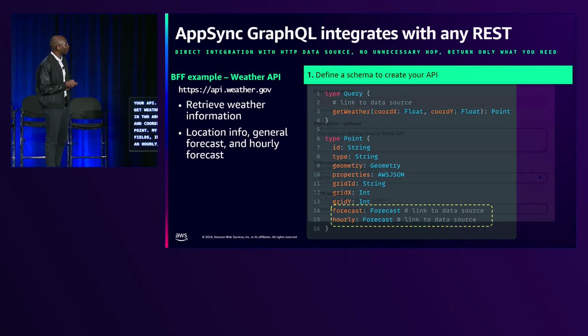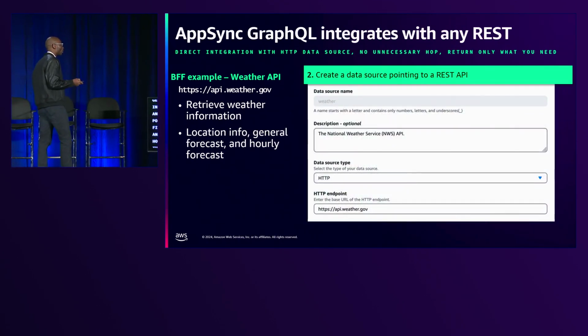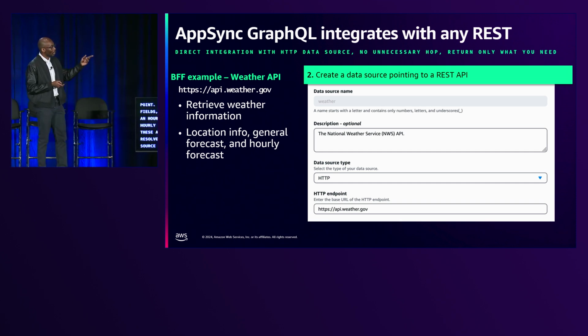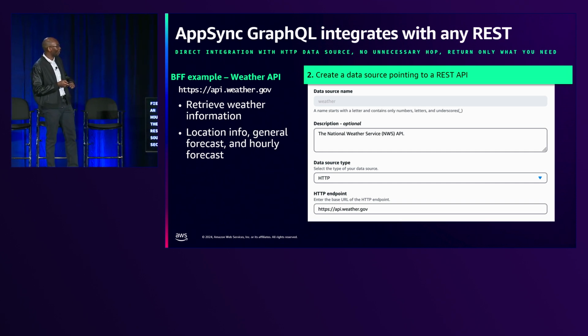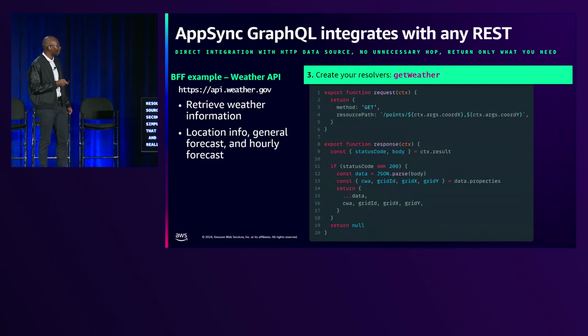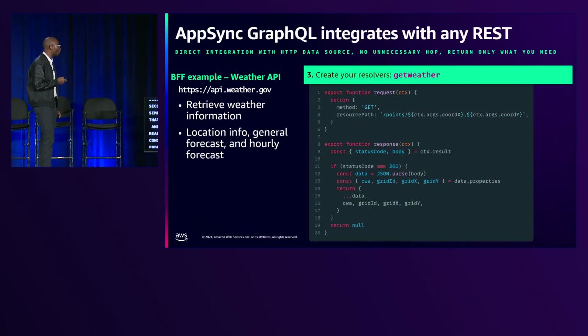The second thing I'm going to do is simply create my data source that points to the REST API. And as you can see here, it's really simple. I go into the console, I define my HTTP endpoint. Now this data source is reusable by any resolver in my API. I then implement my resolver for getWeather.